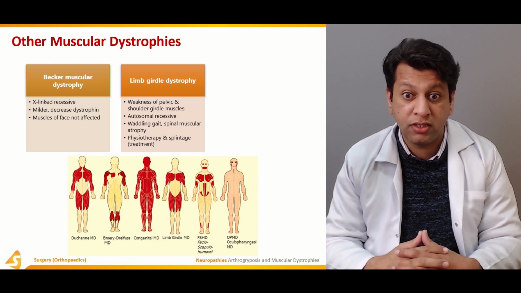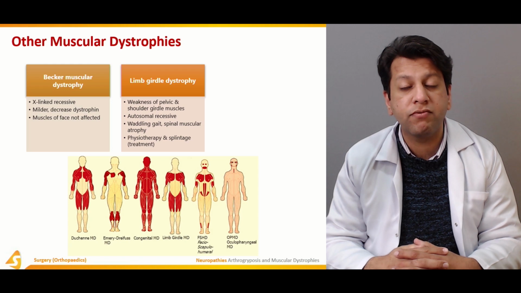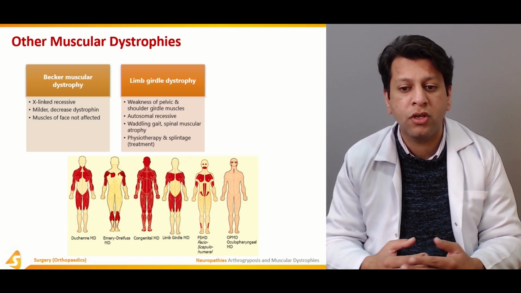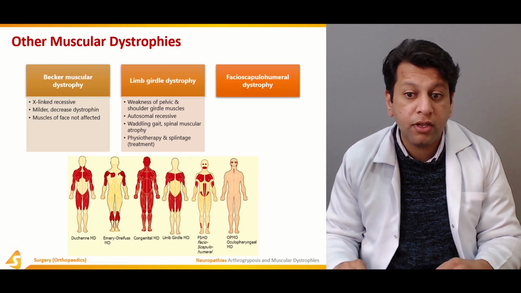Usually it's autosomal recessive. There is a wide-leg gait, and the option is physiotherapy and splintage, which is the treatment of choice. Usually not much can be done regarding surgical options.